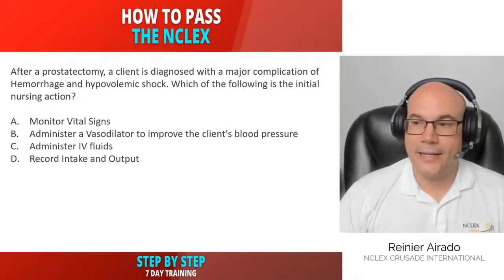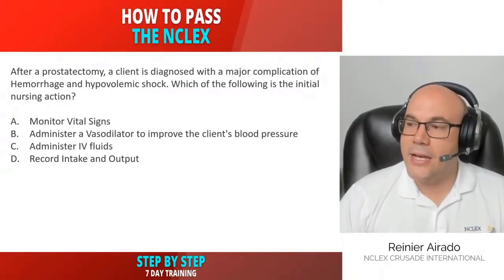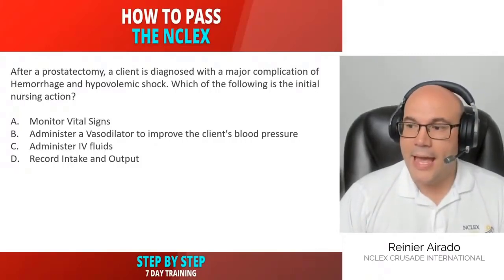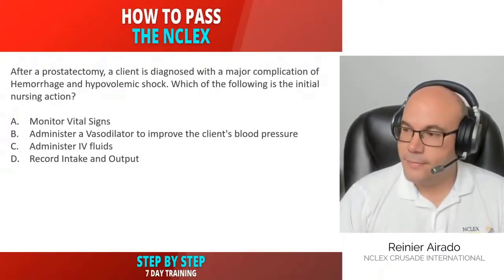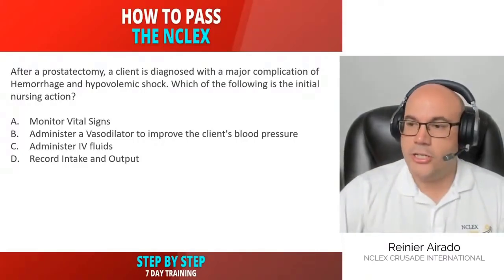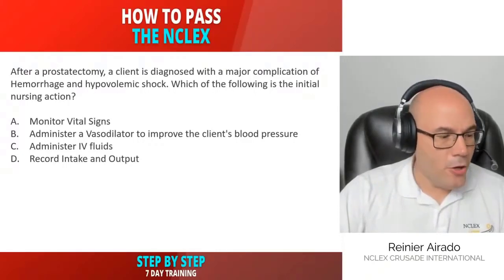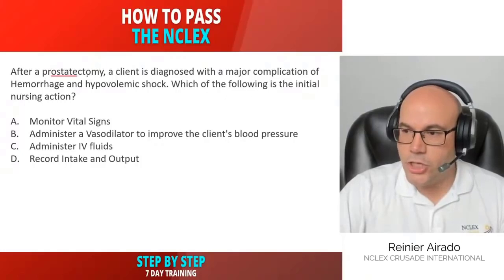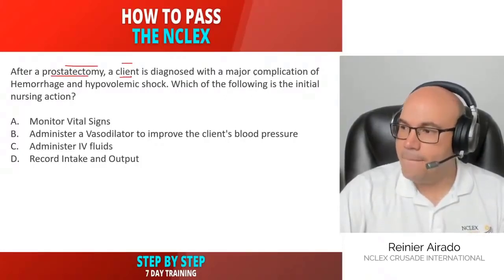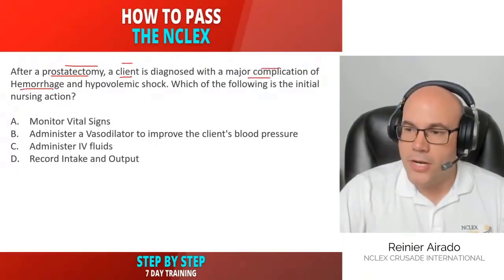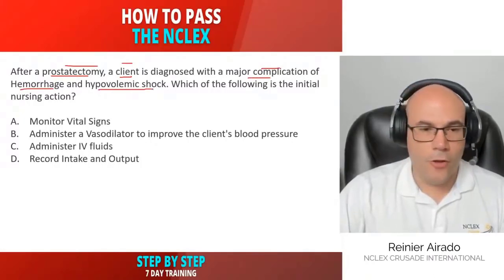After a prostatectomy, a client is diagnosed with a major complication of hemorrhage and hypovolemic shock. Which of the following is the initial nursing action? There are a few keywords here that are extremely important. The condition, prostatectomy. There's not a lot of information about the client. The client was diagnosed with a major complication of hemorrhage and hypovolemic shock.